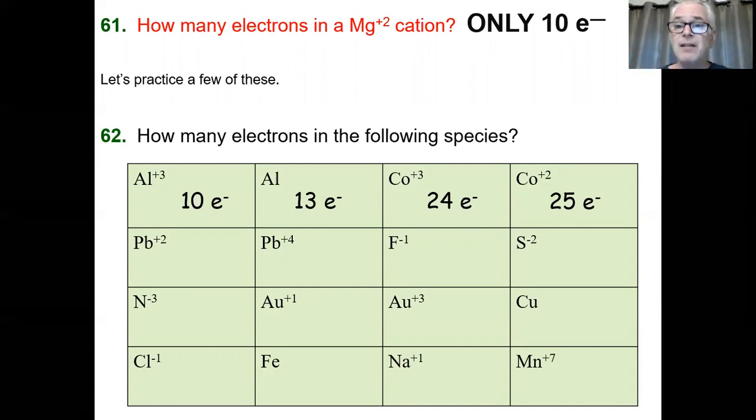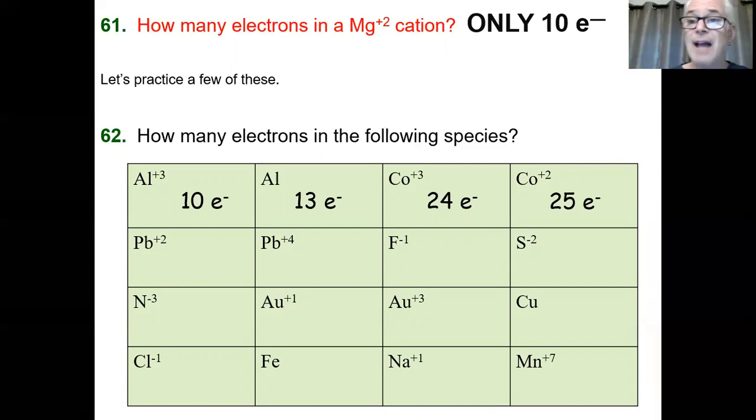So cobalt positive 2 loses 2 electrons. Cobalt positive 3 loses 3 electrons. So the species called cobalt Roman numeral 2 has 25. That's 27 minus the 2. The species called cobalt Roman numeral 3 has 27 minus 3, or 24 electrons.